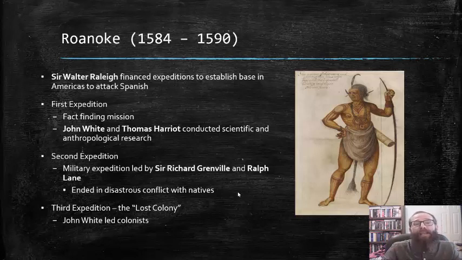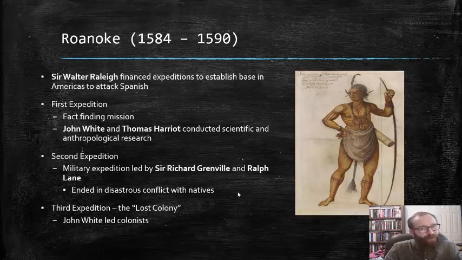These missions were financed by Sir Walter Raleigh, who was a favorite of Elizabeth I, and of course the gentleman that our own capital of Raleigh is named after. Now, the original intent was to establish a privateering base in the Americas to attack the Spanish ships who were returning from the New World laden with gold and silver from Mexico and the Andean region of South America.